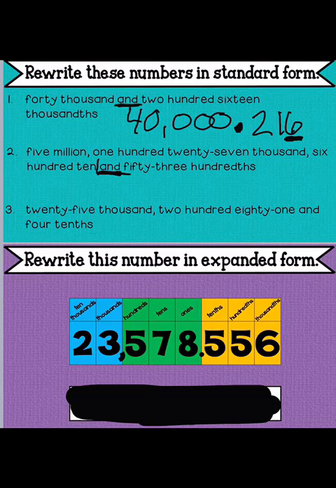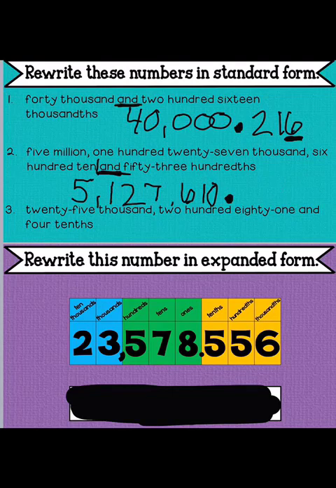We have 5 million, so 5,127,000. So 127,000. 610. So this number reads 5,127,610. That matches the words. Then we have the word and. When we see the word and, we know that means it's a decimal.